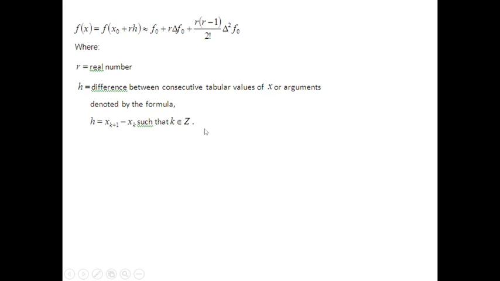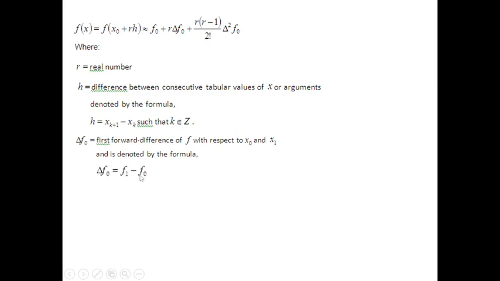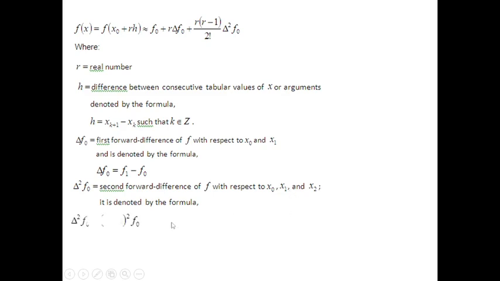Okay? And then delta f sub 0 is the first forward difference of f with respect to x sub 0 and x sub 1, and is denoted by the formula delta f sub 0 equals f sub 1 minus f sub 0. Delta squared f sub 0 is the second forward difference of f with respect to x sub 0, x sub 1, and x sub 2. It is denoted by the formula delta squared f sub 0 equals E minus 1 squared f sub 0.